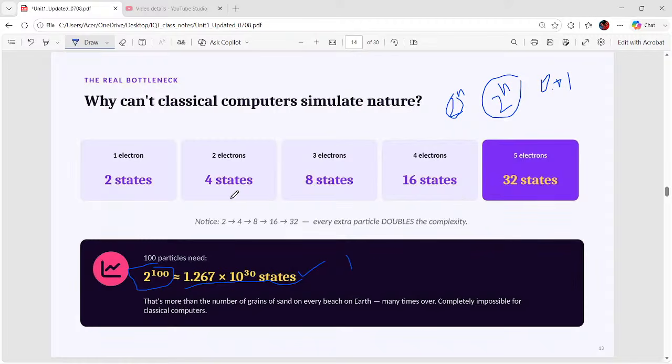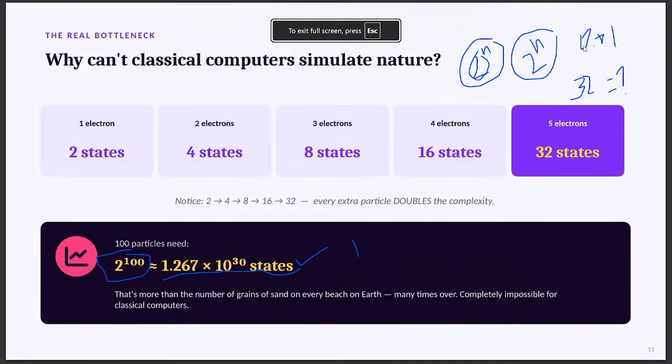If you see here, for a classical computer, for example, if there are 5 electrons, it needs to visit 32 states sequentially so that it can give some conclusion. But a quantum computer may not take much time. Why? Because it handles all 32 possibilities at one time. That is what I have mentioned here. That is the main reason we require quantum computers.